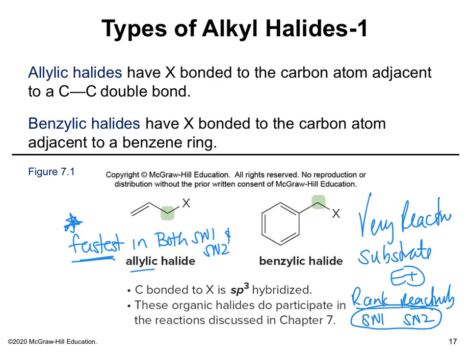But allylic halides, you have an sp3 carbon between the leaving group and the sp2 carbon. So this is an sp3 carbon with a leaving group. That's an allylic halide. This is an sp3 carbon. And then here we have an sp2 carbon next door. These are going to be very fast.